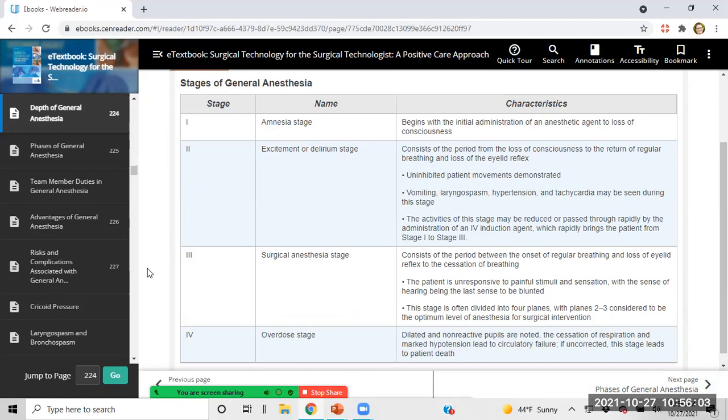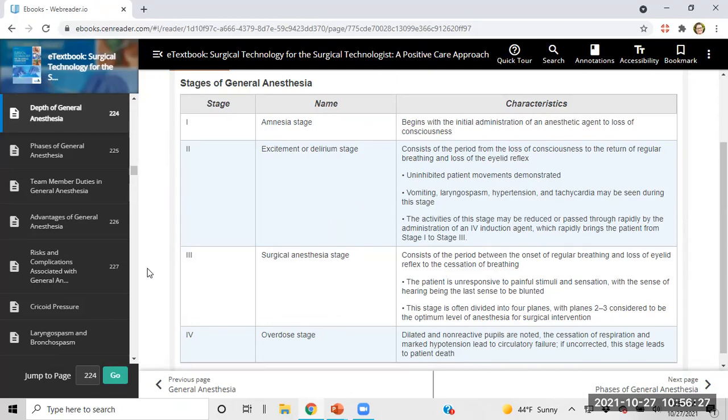Stage 2 is the really important one, and you can see it's in blue here. That's what's called the excitement or delirium stage. This is where you've really got to be quiet, because they can actually start having vomiting, laryngospasms, hypertension, tachycardia. So everything is kept really quiet during this stage just to get the patient through this phase.